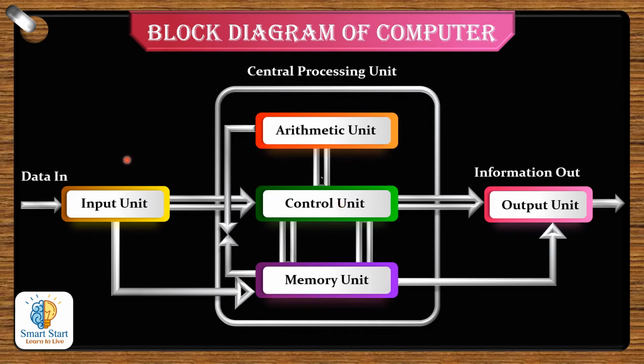In this block diagram, we give data and instructions through the input unit. After accepting data from us, the CPU, that is the central processing unit, which is nothing but the processor, processes the data as per the given instructions and then displays the result through the output unit in various forms. We will discuss each unit of this block one by one. Let's start.